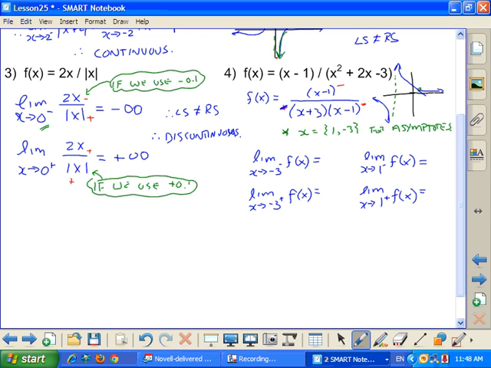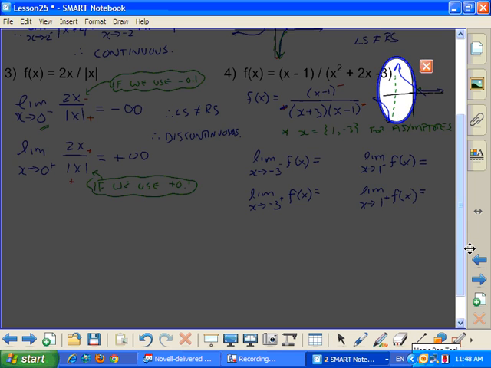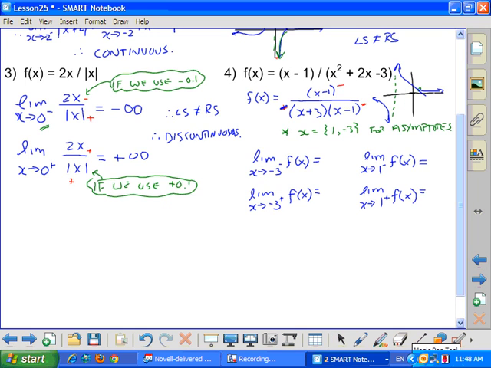When we do the analysis at negative 3, we're analyzing the behavior of the function at the asymptote. We can see that from the negative side, it's going to head to negative infinity. As we approach negative 3 from the positive side, so the positive side again is from here, it looks like it's heading up to positive infinity. So therefore, discontinuous at x equals negative 3.